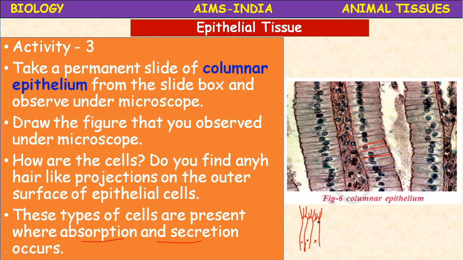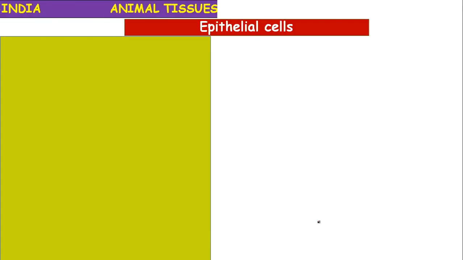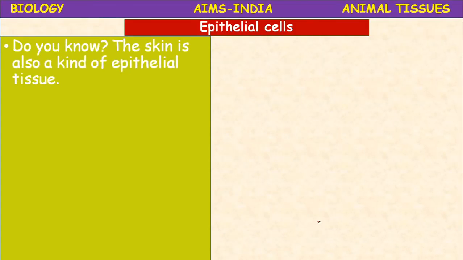Okay, where do you find columnar epithelium? You can find columnar epithelium in the lining of the stomach, intestine, gallbladder, bile duct, even in the respiratory tract, urinary tract, and reproductive tract. Okay, next kind of epithelial cells.